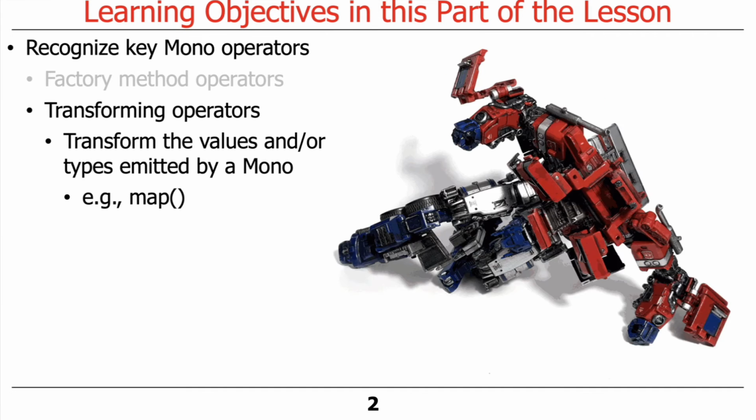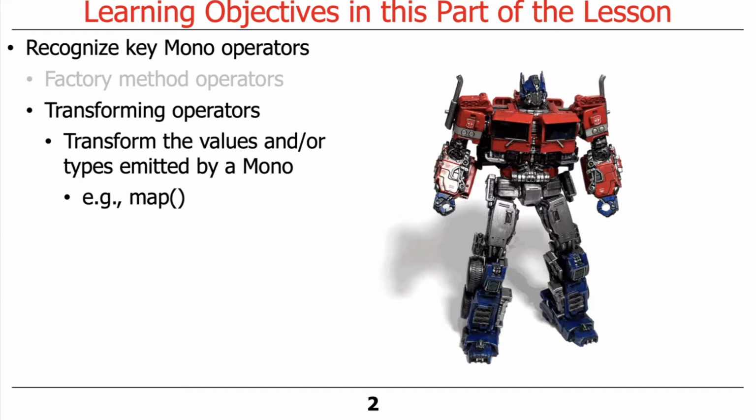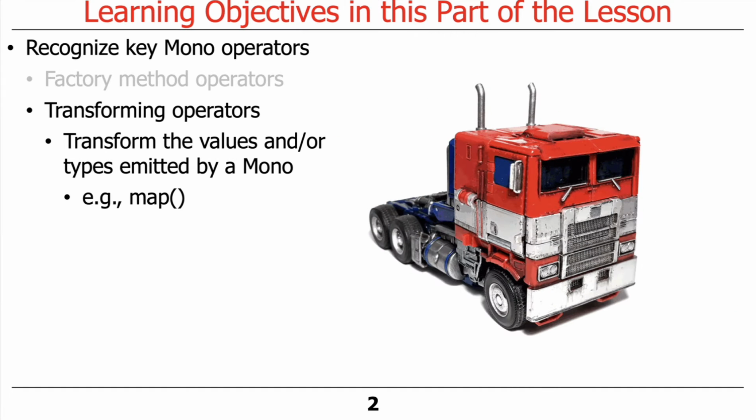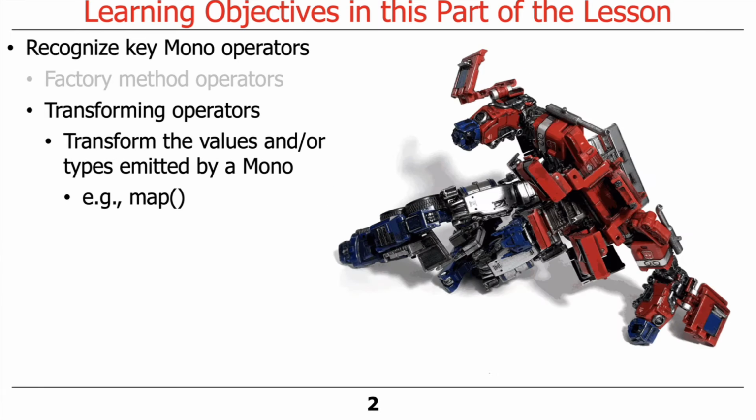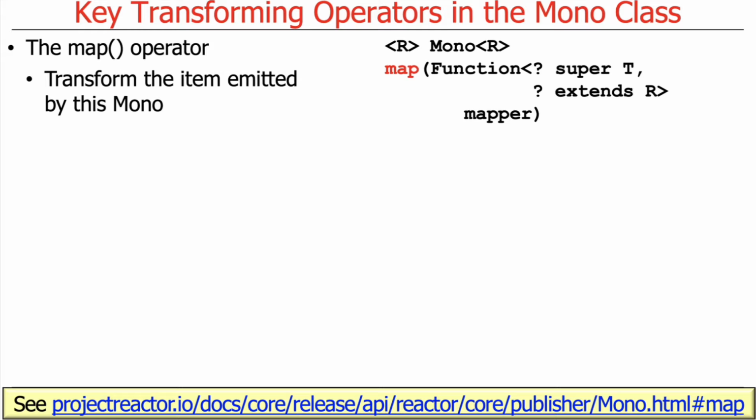And I have a fun animation here showing Optimus Prime transforming from a semi-truck cab to his Transformer equivalent. So it's about transforming things and changing them somehow. So the map operator transforms the item that's emitted by this mono. So you can see here there's a map method, and this is going to look a little familiar to you, hopefully, because this is something similar to what we saw in streams.